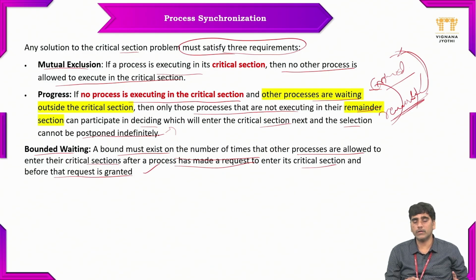The processes are allowed to enter into the critical section after a process has made a request, so we have to maintain those boundaries. We have to maintain those boundary variables, like a request variable, response variable, wait variable, or signal variable, to enter into the critical section. So to prepare any solution, these three conditions must be satisfied. One is mutual exclusion, second is progress, and third is bounded waiting, creating the boundary variables.